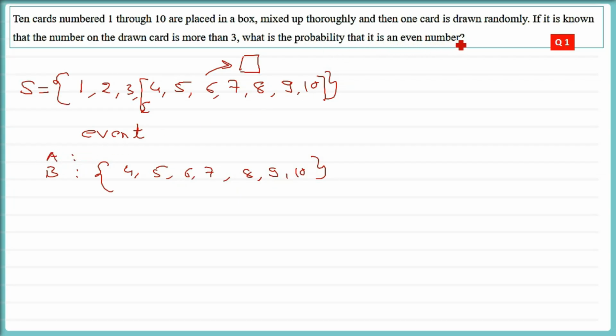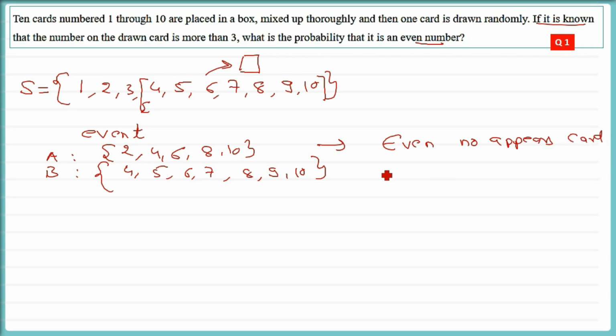We need to find out that it is an even number, but it is not known. See, even number can be any number from the sample space, but the B event is already known, that the number is greater than 3. So the A event will have all the even numbers. It's not that we have to choose from 4 to 10, because if it is known that it is greater than 3, that doesn't mean we have to choose only from 4 to 10. We have to choose from the sample space. So 2, 4, 6, 8, 10, all these numbers are the even numbers.